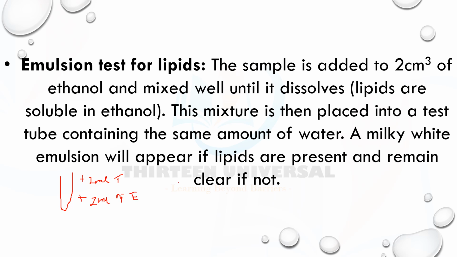And then there's another test tube that has water. What you do is, when you have mixed 2 ml of test solution and ethanol in a test tube, pour the mixture of this into water. Don't pour water into them, please. The mixture of test solution and ethanol is then placed into a test tube containing the same amount of water. So this water, we have about 4 ml.